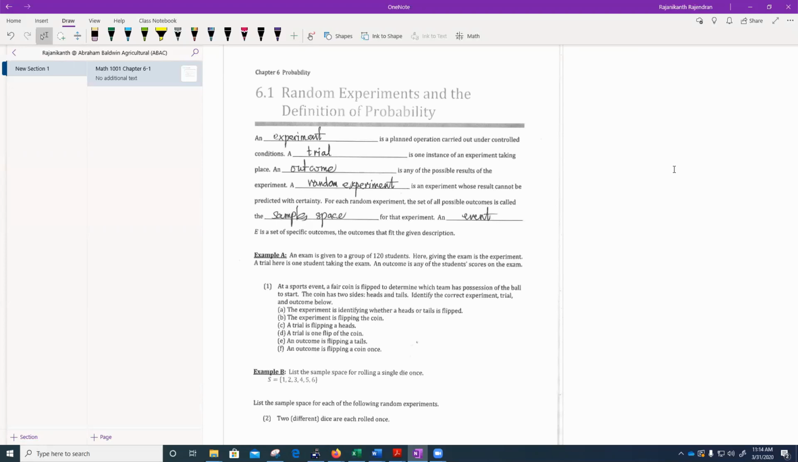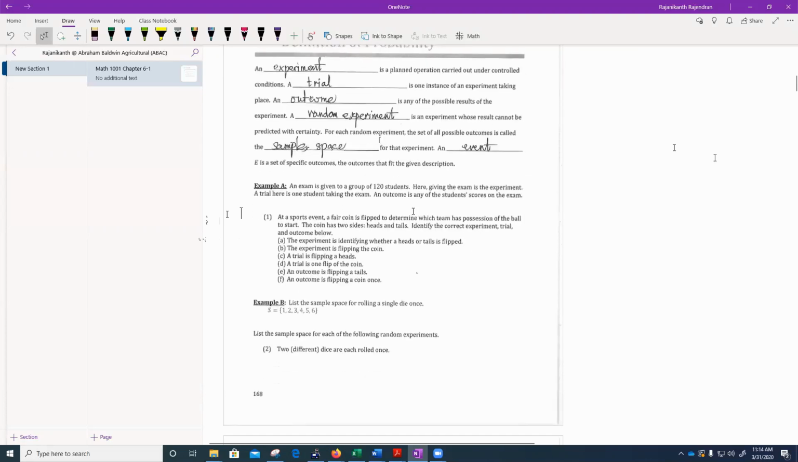Okay. Now, the sample space, of course, we have seen sample space in chapter 5, right? So sample space means what? The collection of all the outcomes whenever you perform an experiment. You have to put everything under the set, that is called the collection of all outcomes, which is the sample space for the experiment, yes. An event E is a set of specific outcomes we are collecting from your sample space.